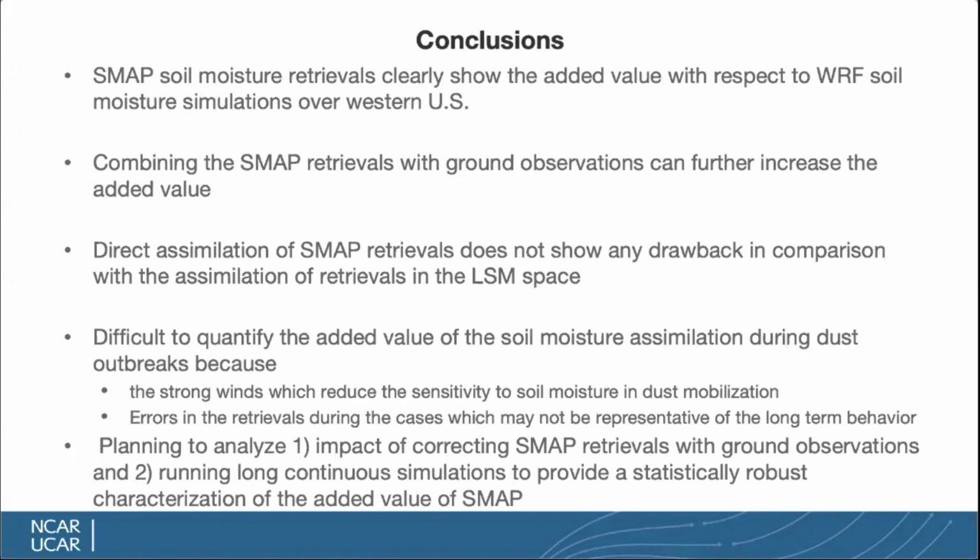After analyzing all the cases that we selected, the 6 cases, we also found that it's a bit difficult to quantify the added value of the soil moisture assimilation during the outbreaks, because first, the strong winds reduce the sensitivity of the soil moisture to the dust mobilization. And second, the errors in the retrievals during the cases may not be representative of the long-term behavior of the errors of SMAP in this case.